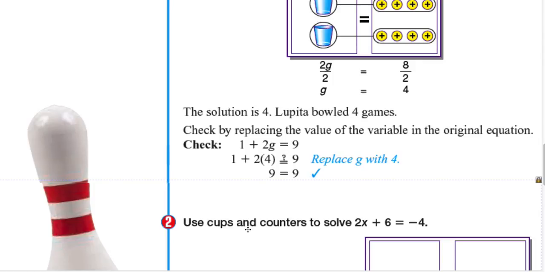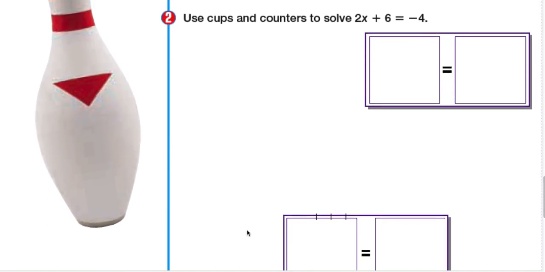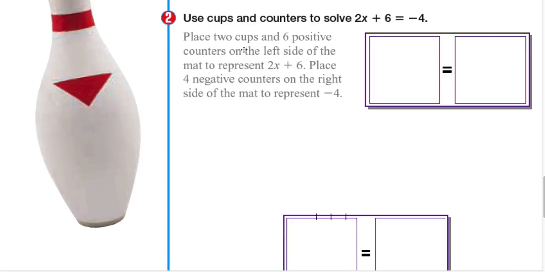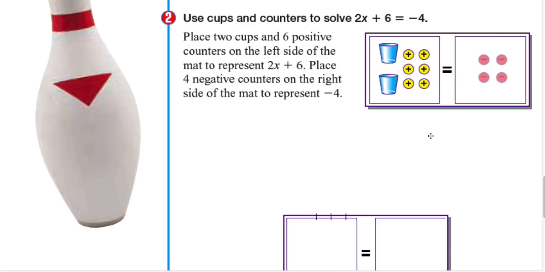Okay, let's take a look at this example. Use cups and counters to solve 2x plus 6 is equal to negative 4. Again, we need to place 2 cups and 6 positive counters on the left side of the mat to represent 2x plus 6. So we get 6 positive counters and 2 cups. That's what you have. Place 4 negative counters on the right side of the mat to represent negative 4. There you go.